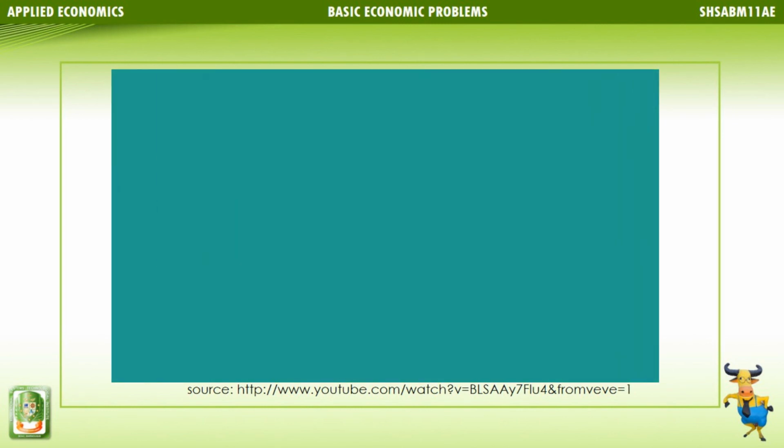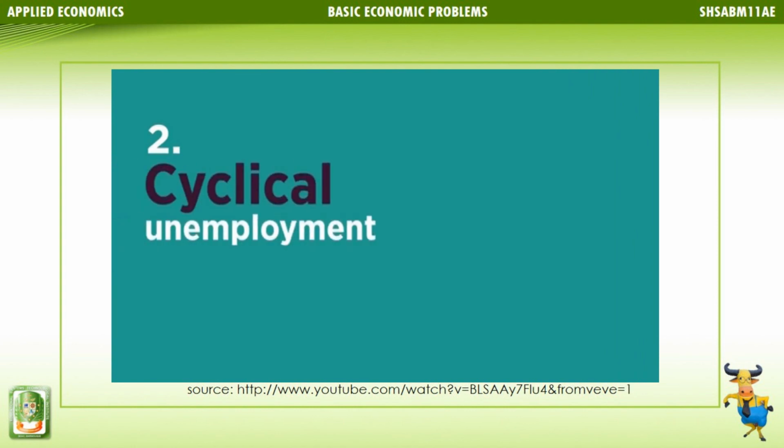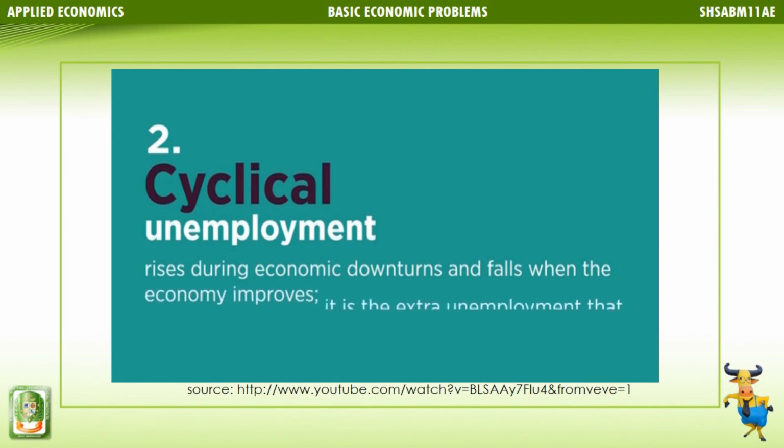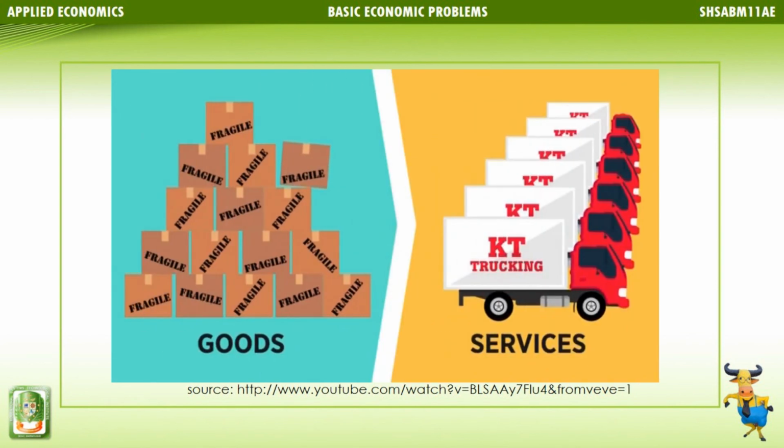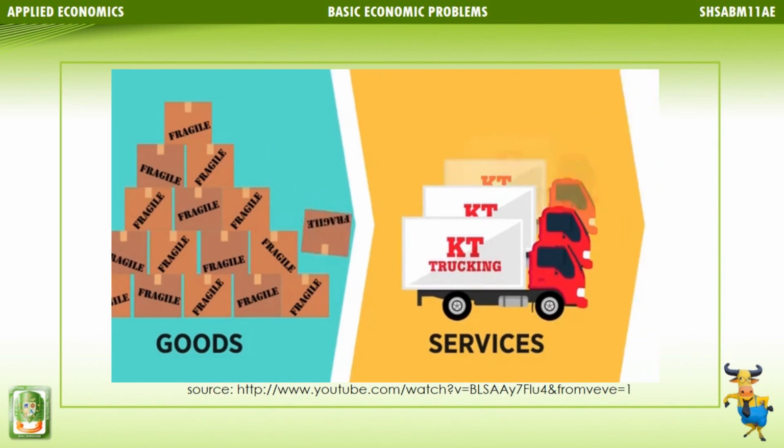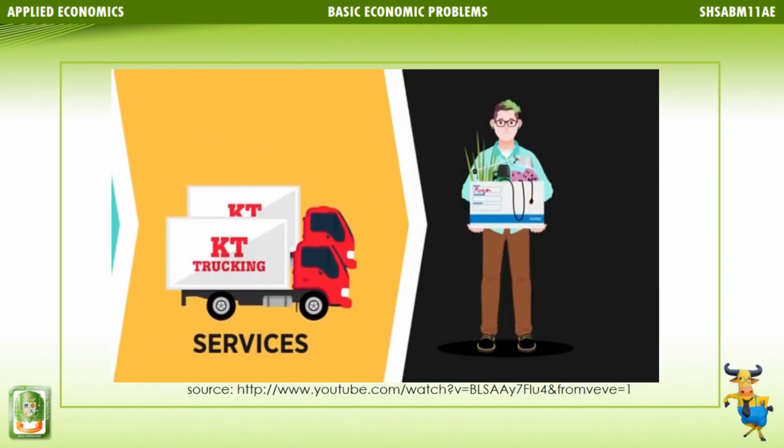The second type of unemployment is cyclical unemployment, which is the type that rises during economic downturns and then falls when the economy improves. It is the extra unemployment that occurs during recessions. During a recession, firms can't sell as many goods and services as they had expected. As a result, they must reduce their workforce.